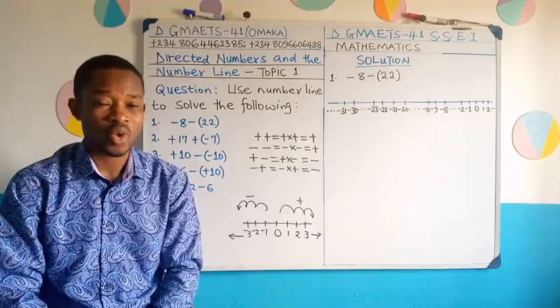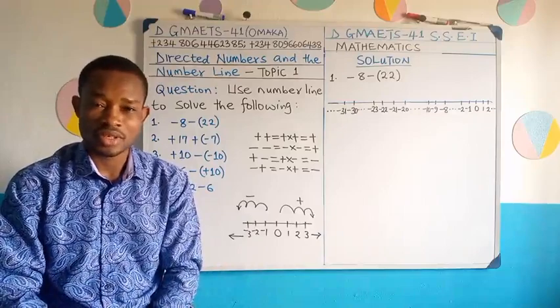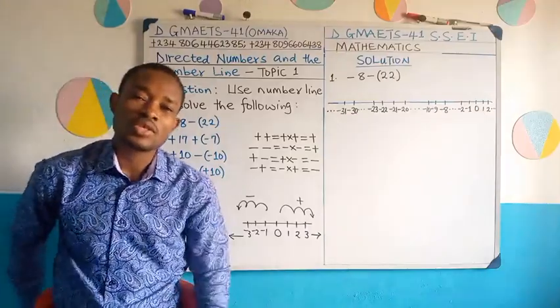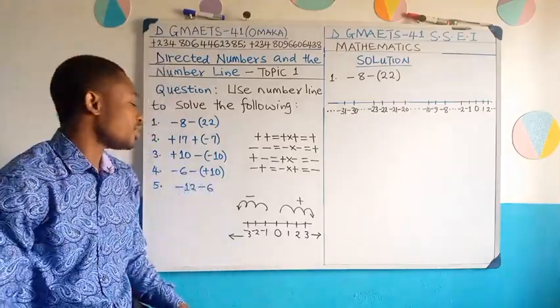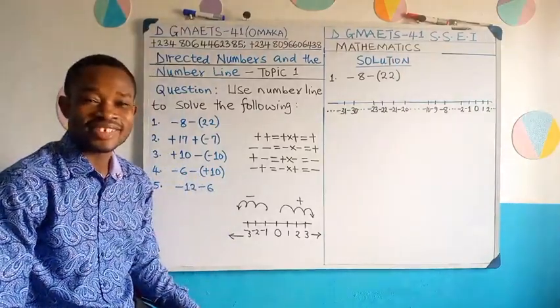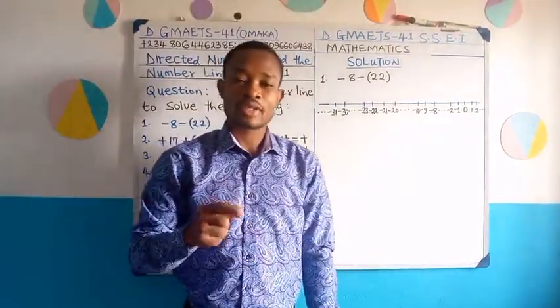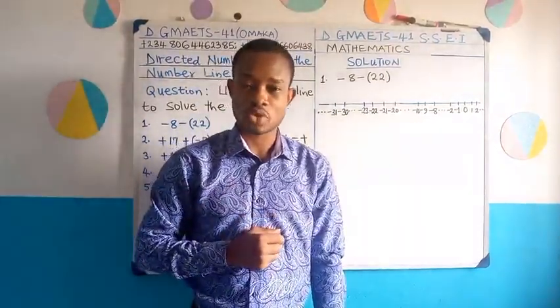Now, we're going to pick questions and solve using this number line. On the board here, we have 5 questions. And these questions, we are going to solve them one after the other. Are you ready? Let us see how it goes. We're now going to look at how to solve this first question.